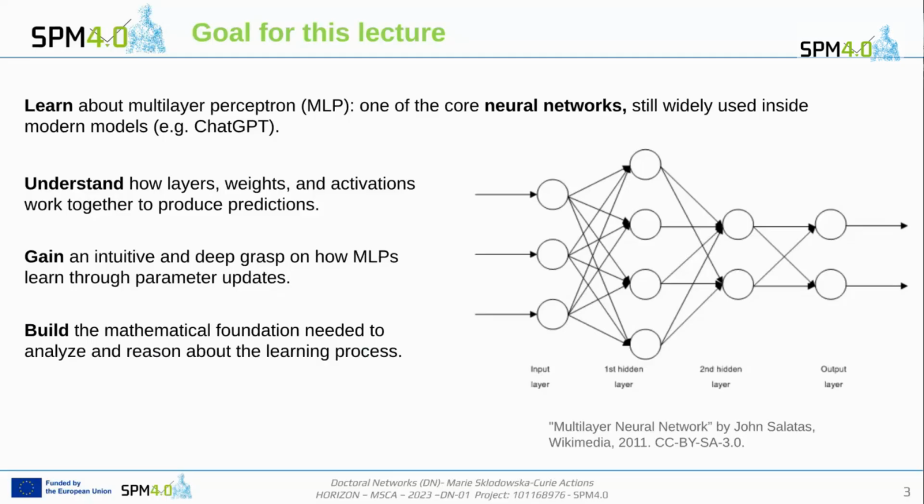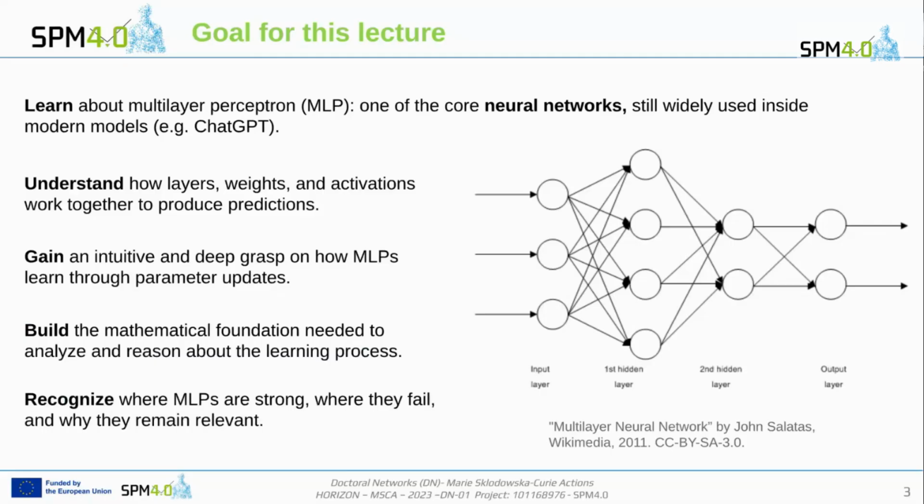And how many of you have taken courses in calculus or have a grasp of it? Okay, good. Well, what about multivariate calculus? Okay, linear algebra. Okay, there won't be any linear algebra here, but calculus will be useful. But even that I try to keep down low. And of course, I want you to be able to recognize when MLPs are strong and where they fail and why they still remain relevant today.